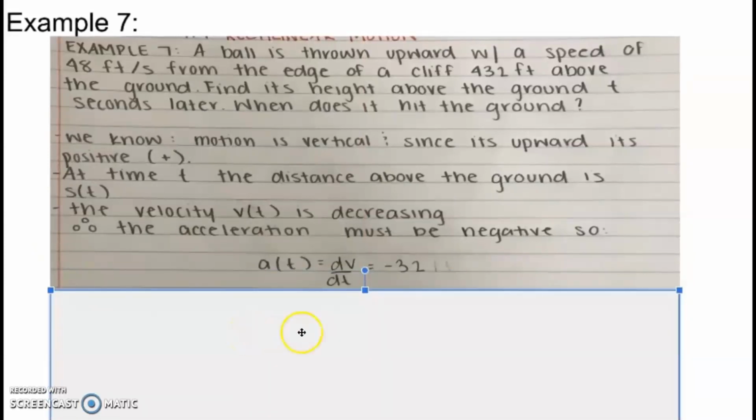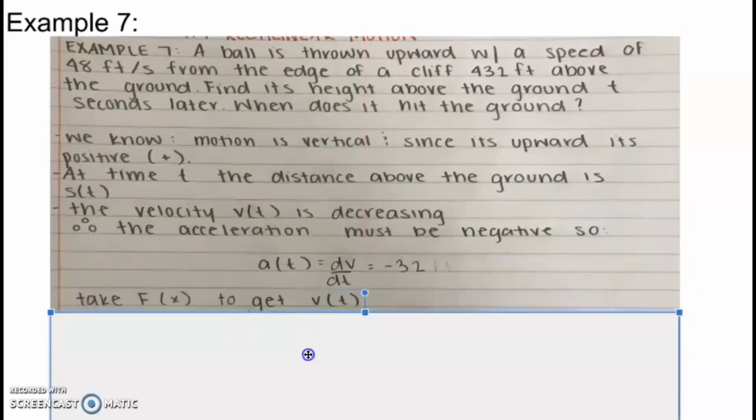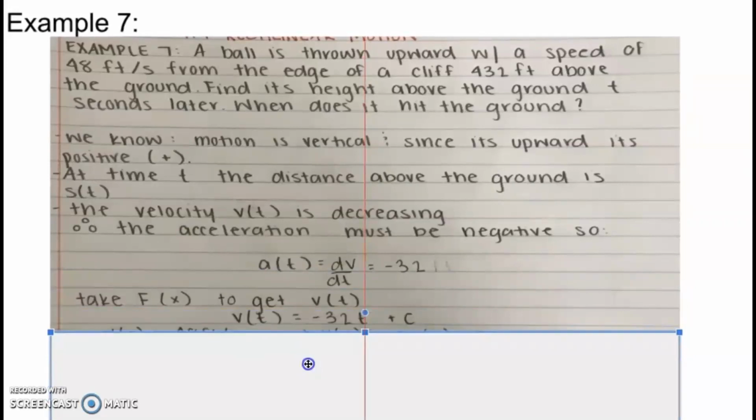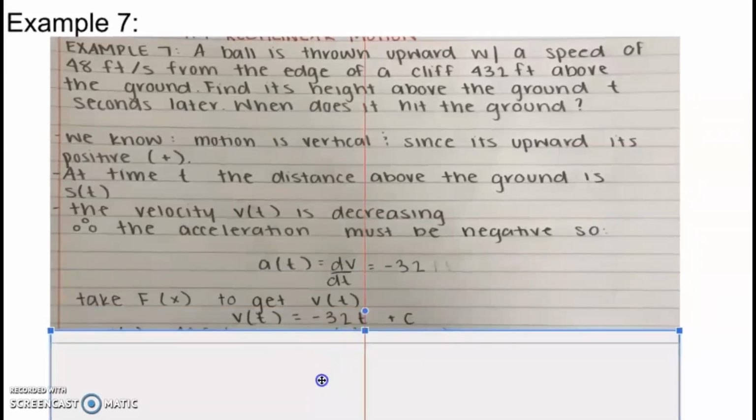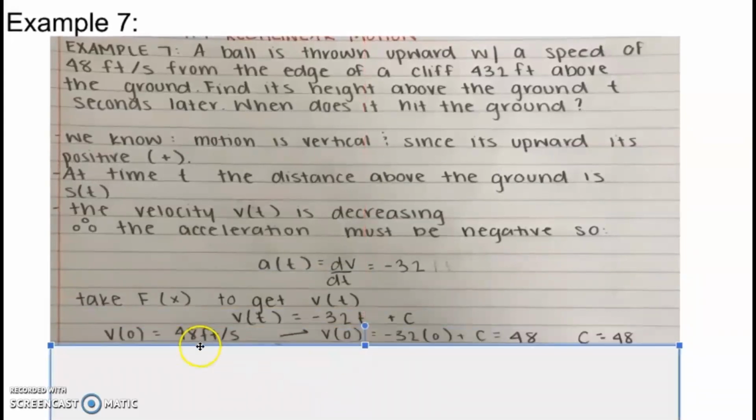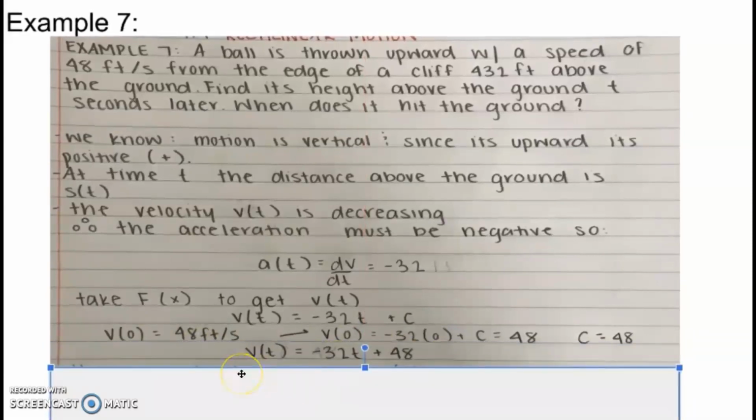We're going to take the antiderivative to get v of t. And this is the easiest one, so you just do v of t equals -32t plus c, our constant. And we know that v of 0 equals 48 feet per second. So v of 0 equals -32 times 0 plus c, which then gives us c equals 48. We can plug this back in to get our final v of t equation, which would be v of t equals negative 32t plus 48.